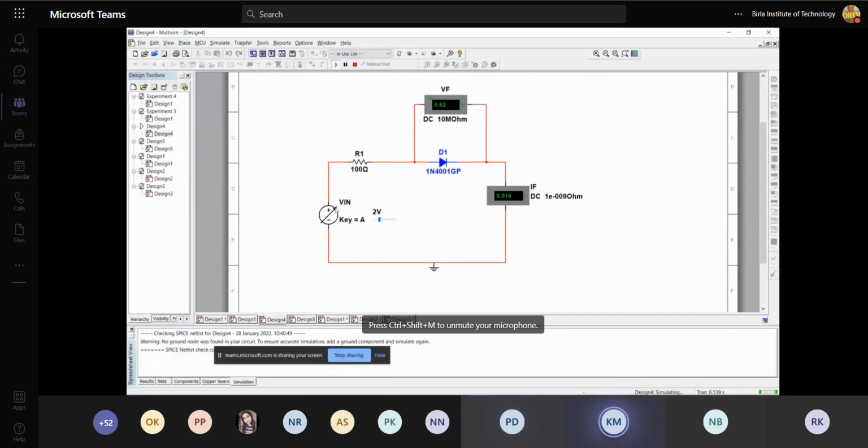Ma'am, now can I show experiment number 2, part 2, reverse bias? Yes. And this is reverse bias. And now running it.